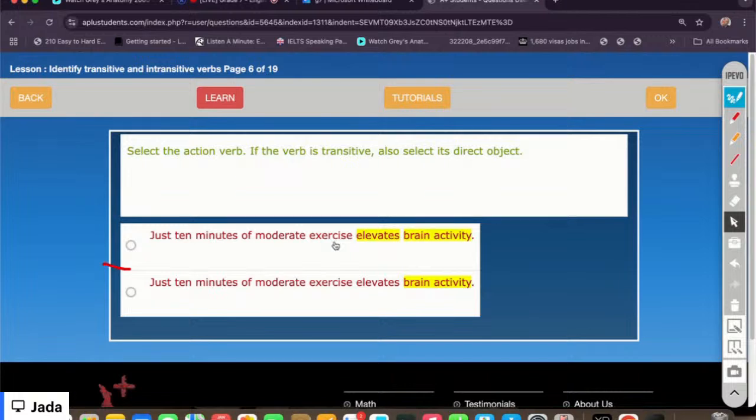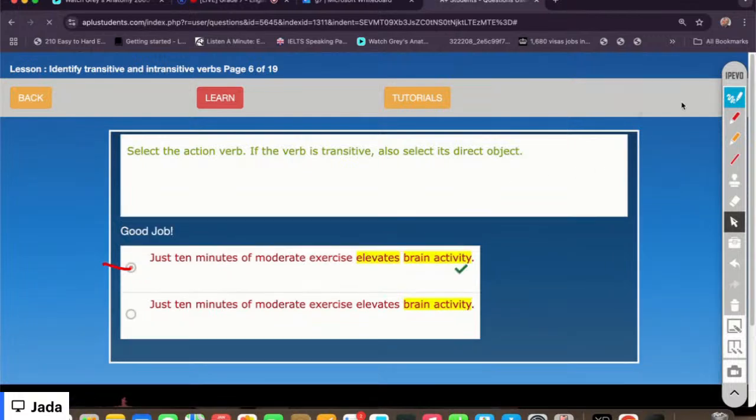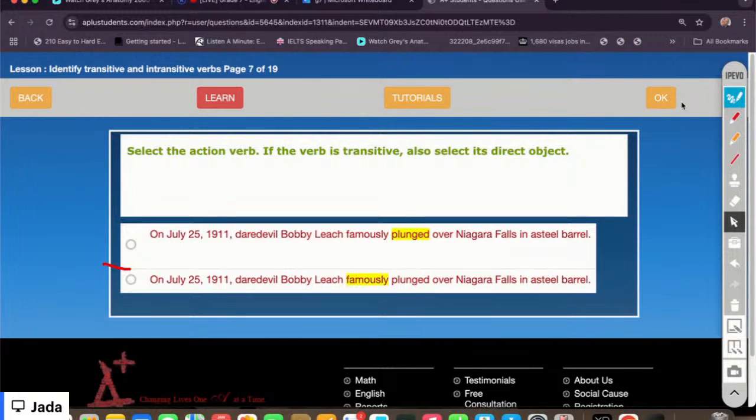So this one: just 10 minutes of moderate exercise elevates brain activity. Elevates. "Elevates" is an action word, so you need to add it up once it is there.